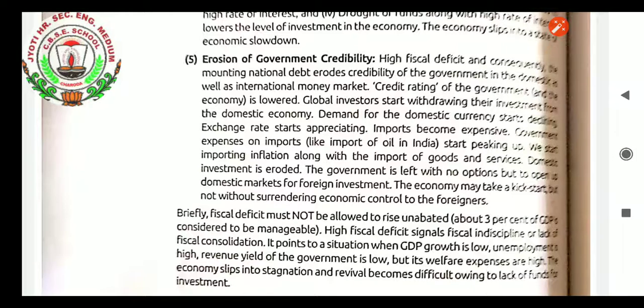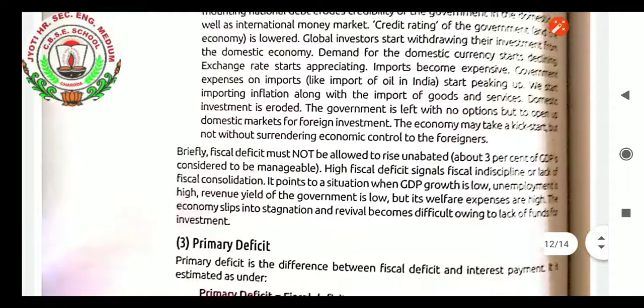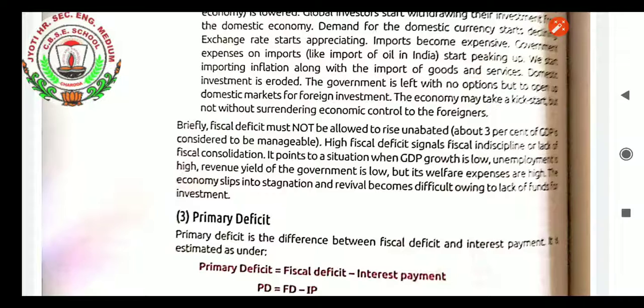Domestic investment is eroded. It will stop. The government is left with no option but to open up the domestic market for foreign investment. The economy may take a kick start, but not without surrendering economic control to the foreigners. Briefly, the fiscal deficit must not be allowed to rise unabated. About 3% of GDP is considered to be manageable.